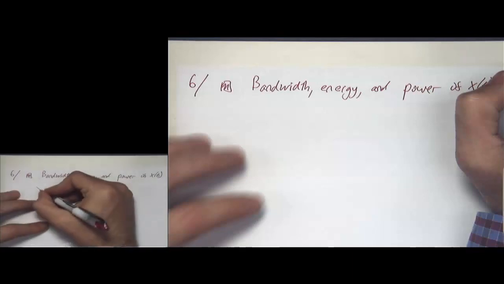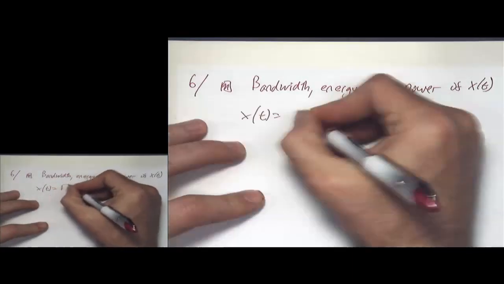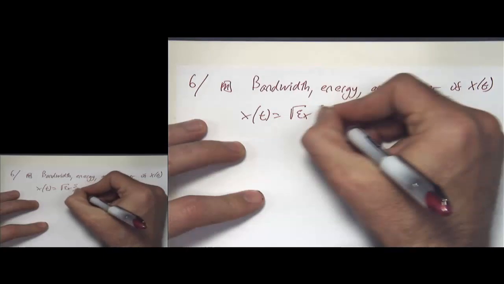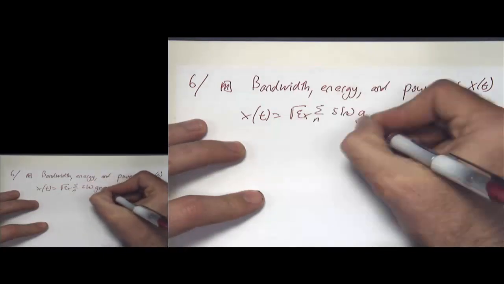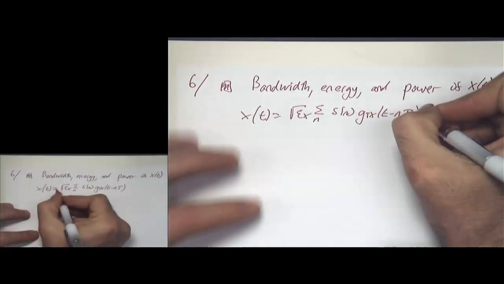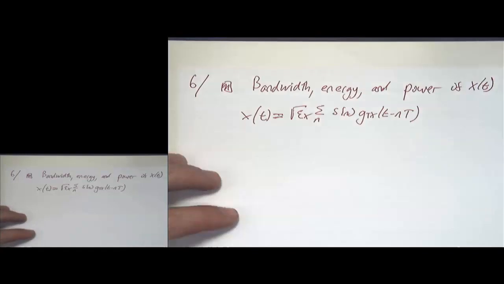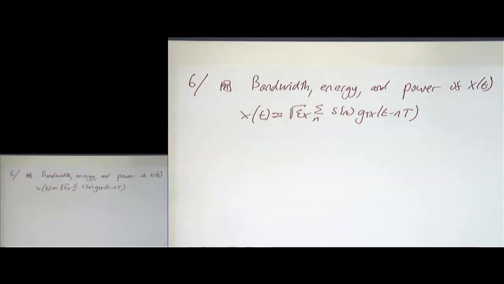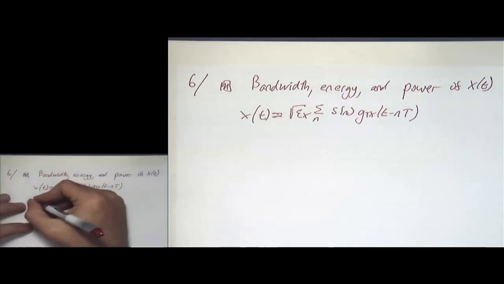Now, the x of t formula, again, I'll write it out: square root of Ex, sum over n, s of n, g_tx of t minus nT. So this is the complex baseband signal that we're sending here. One of the complications: first of all, if s of n here is a random process, x of t is also a random process in continuous time, but it's actually not a wide-sense stationary random process, unfortunately. The technical term is that it's a cyclostationary random process.